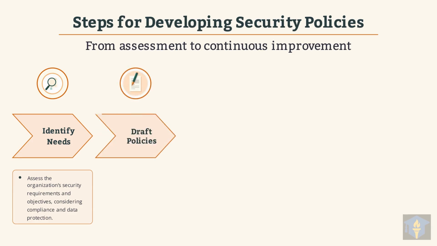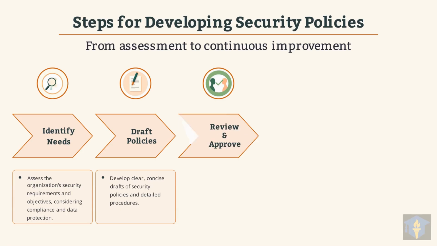After identifying needs, the next step is to draft clear, concise security policies and detailed procedures. You need to develop straightforward drafts for both policies and the specific procedures to implement them. Following drafting, we move to the critical stage of reviewing and formally approving these policies. Engage stakeholders for thorough review, then obtain formal approval from senior management to proceed.